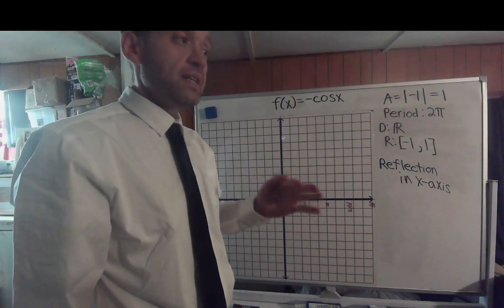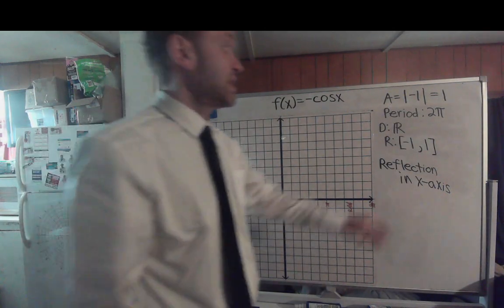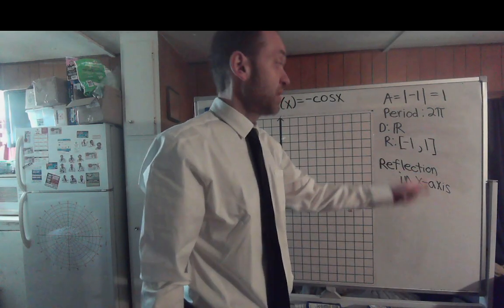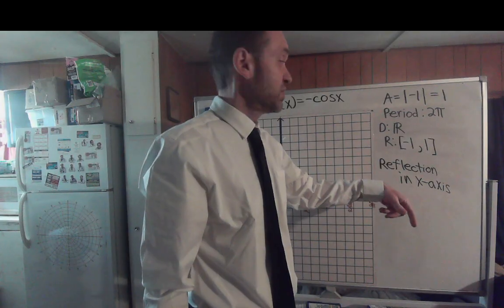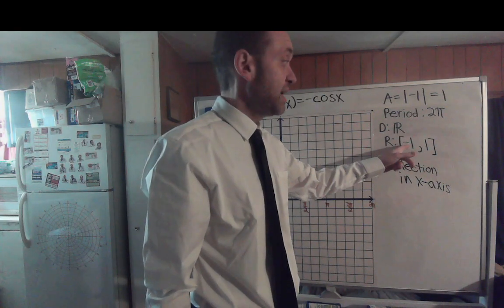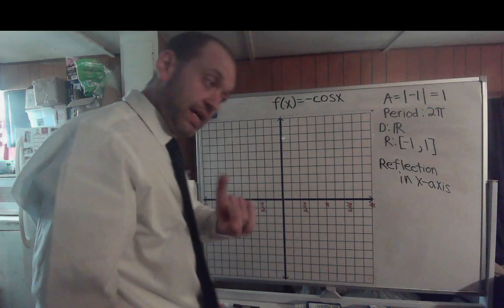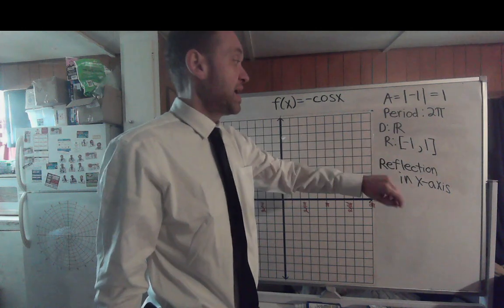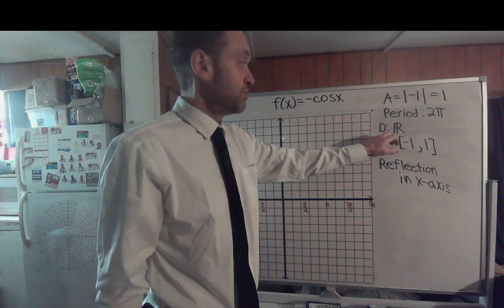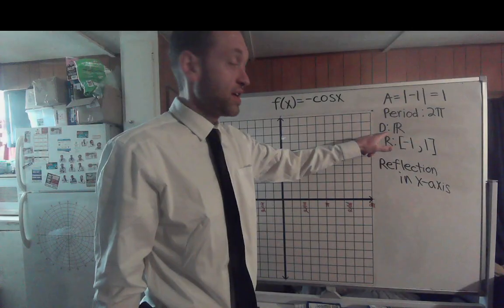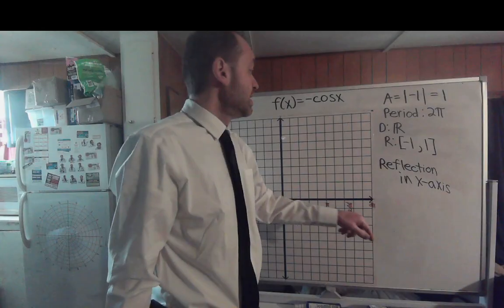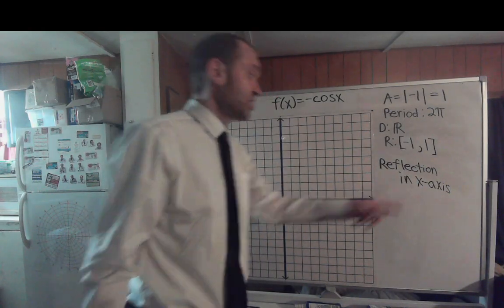The idea is to find your range. You're going to take that amplitude, multiply it by your normal range, and you'll get your value. So if the amplitude was 2, your range would end up becoming from negative 2 to 2. But we'll get to that in a minute. Your period's still 2 pi. Your domain is still the set of all real numbers. Your range is from negative 1 to 1. And this is still going to be a reflection in the x-axis.